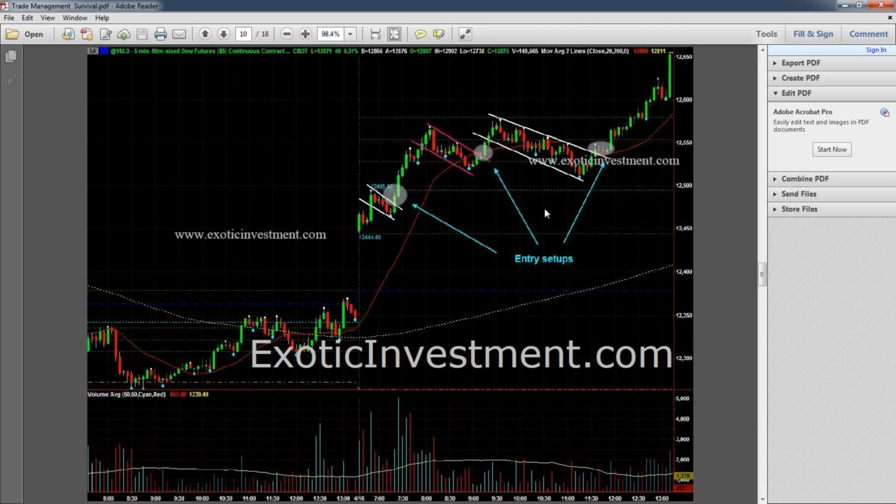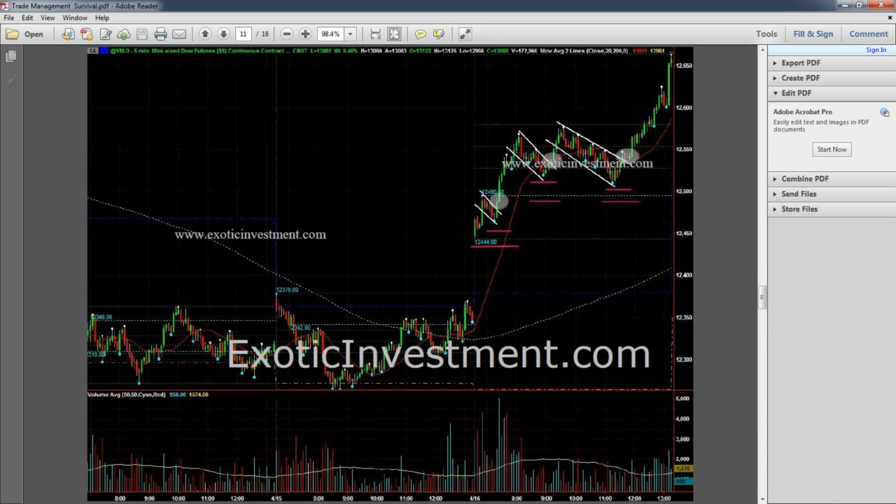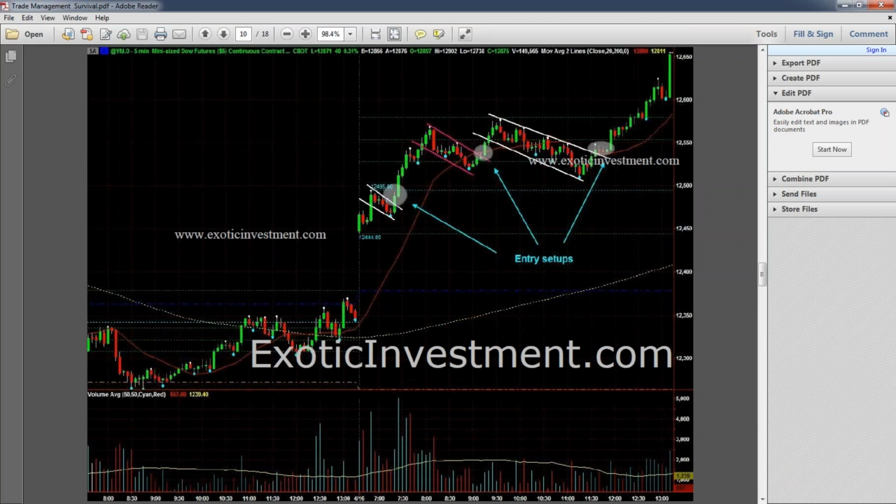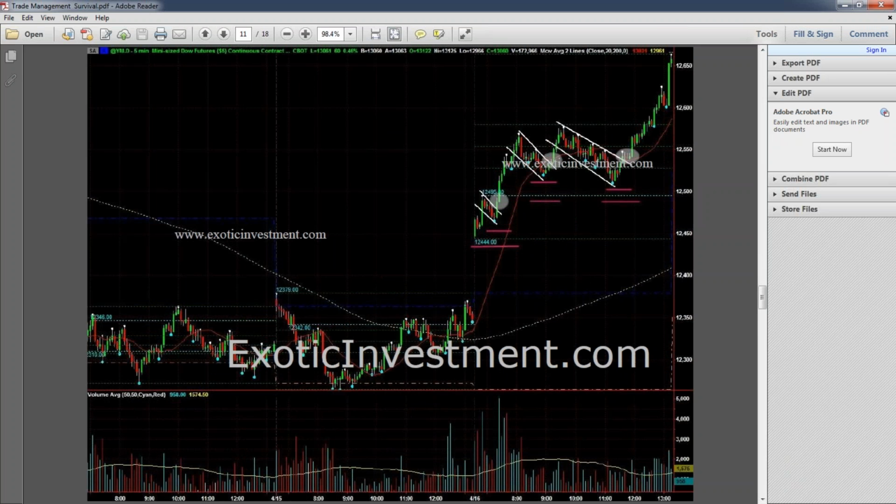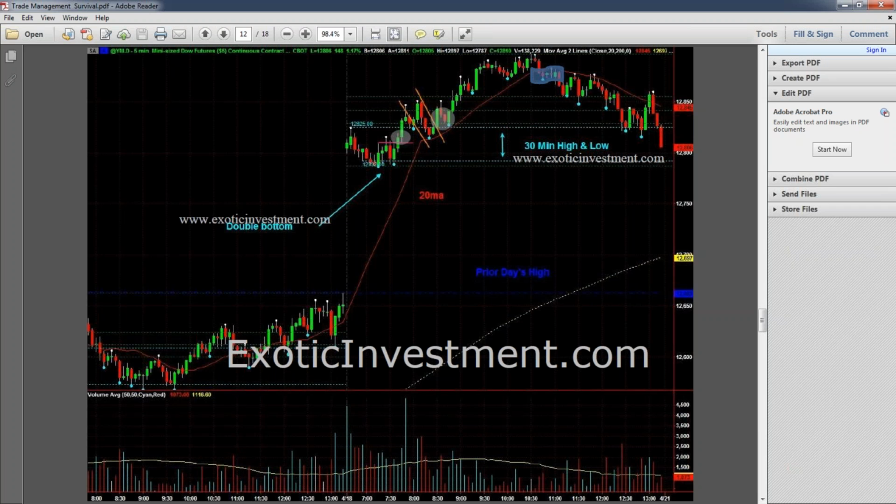So keep on trailing your stop losses and afterwards trade. That way you will be making good money, consistent money. Okay, so these are the entry levels, these are the places where you will enter.